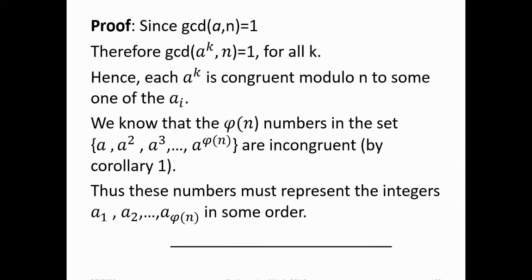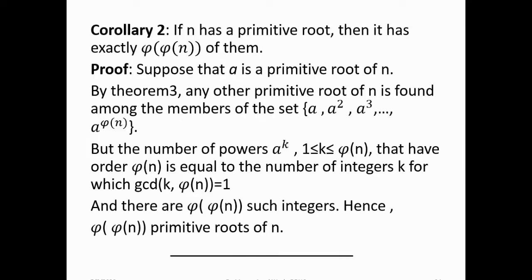This is an important result. We will just use this result here. We are going to see some examples later on. First, let us see this corollary. If n has a primitive root, then it has exactly phi of phi n of them.